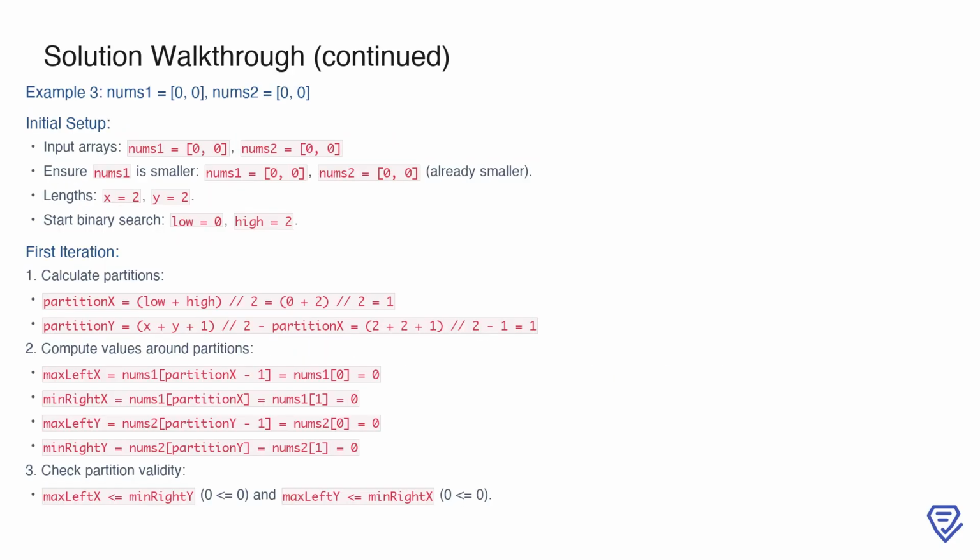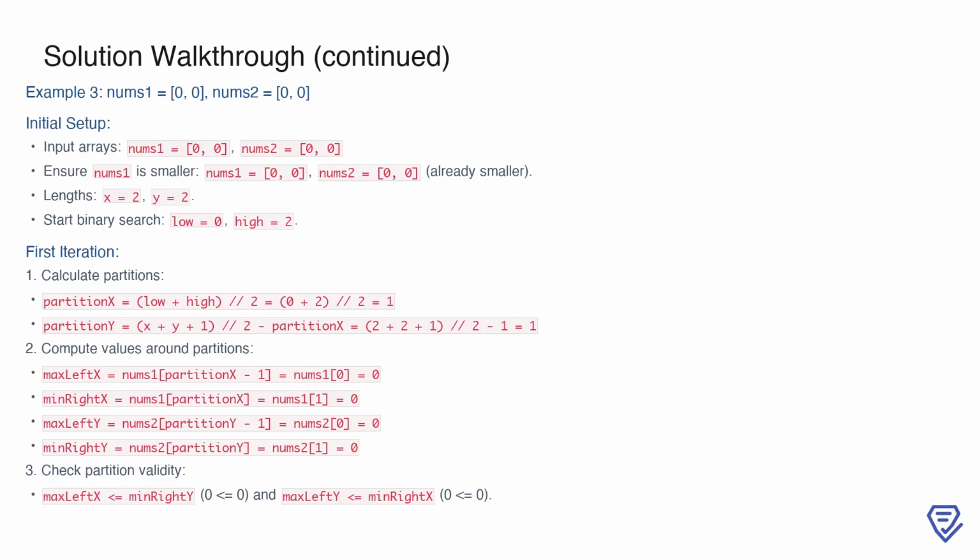In example 3, nums1 is [0, 0], and nums2 is also [0, 0]. We confirm that nums1 is smaller or equal in size to nums2, so no swapping is necessary. The lengths are x equals 2 for nums1 and y equals 2 for nums2. Binary search is initialized with low set to 0 and high set to 2. For the first iteration, partition x is calculated as (low + high) / 2, giving 1. Partition y is determined as (x + y + 1) / 2 minus partition x, resulting in 1.